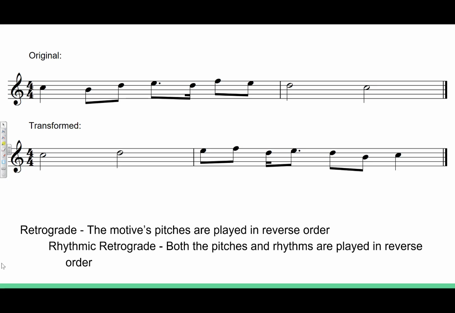In a rhythmic retrograde, both the pitches and the rhythms are played in reverse order, as you can see when you compare the original melody with the transformed melody. I will play for you now the original melody followed directly by the transformed melody, and you'll see that this is an example of a rhythmic retrograde.